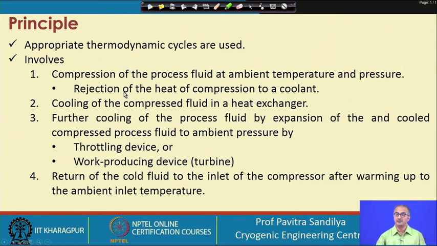Then after we have compressed the process fluid, we cool the compressed fluid in a heat exchanger. After this first cooling is done, there is further cooling of the process fluid by expansion. We carry out the expansion of the cooled and compressed fluid to the ambient pressure, and this expansion causes some more temperature drop of the process fluid. This can be done either by some throttling device or by some work producing device, for example a turbine. This we shall learn about a bit later.